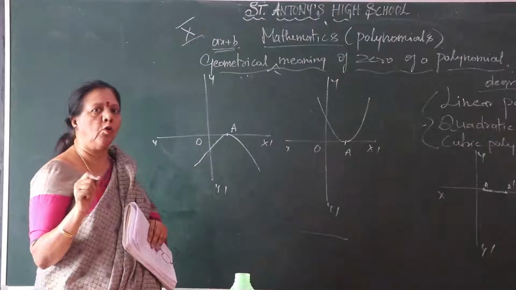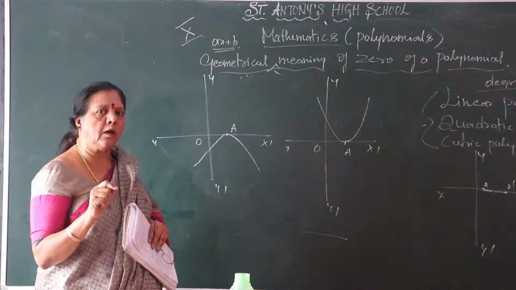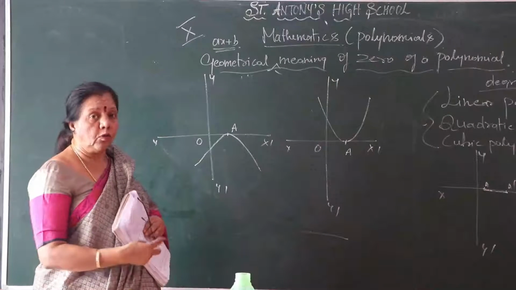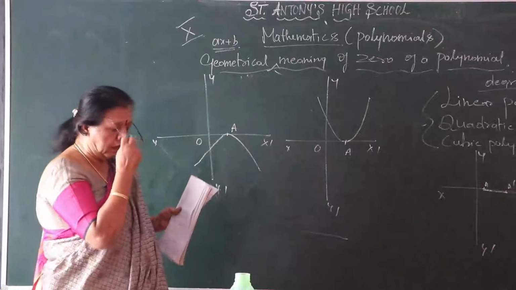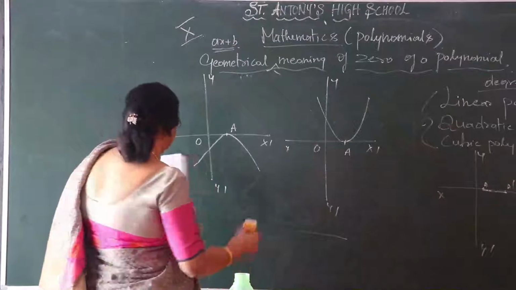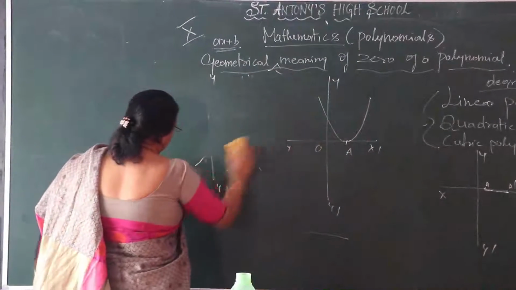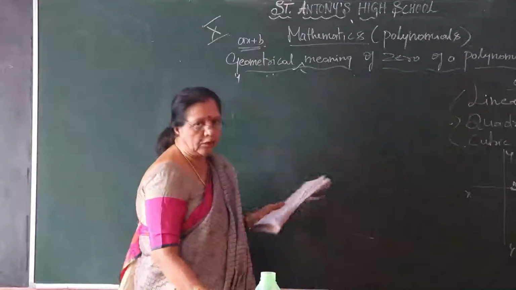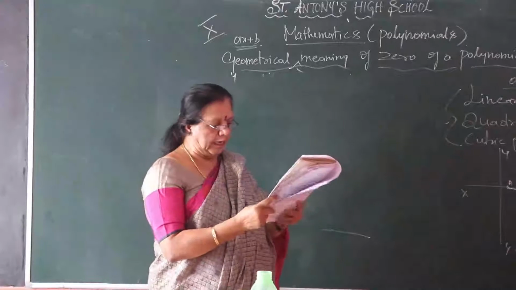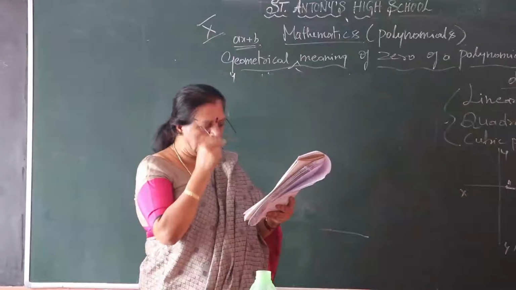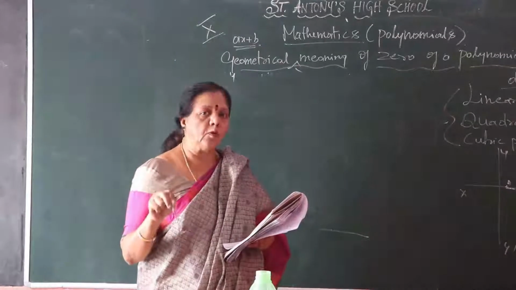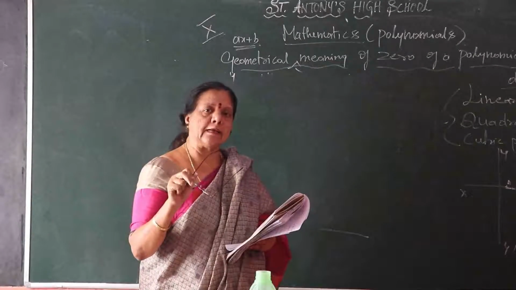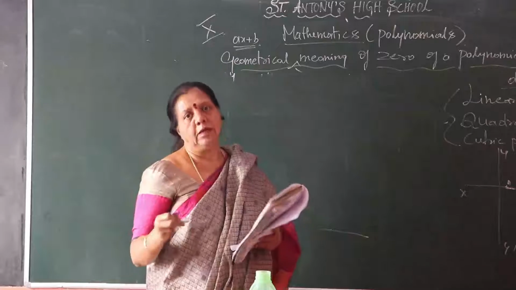Quadratic polynomial you have learned, related to the geometric meaning of the zero polynomial. So next one, the third case. In the third case, under the quadratic polynomial, zero polynomial, third case, look into the book. I won't write. The graph is either above the x-axis or below the x-axis.